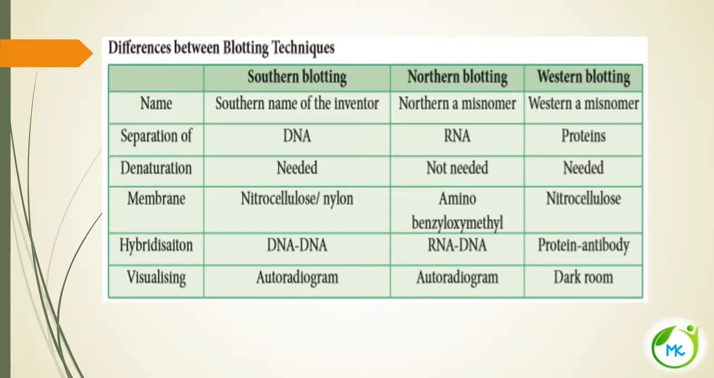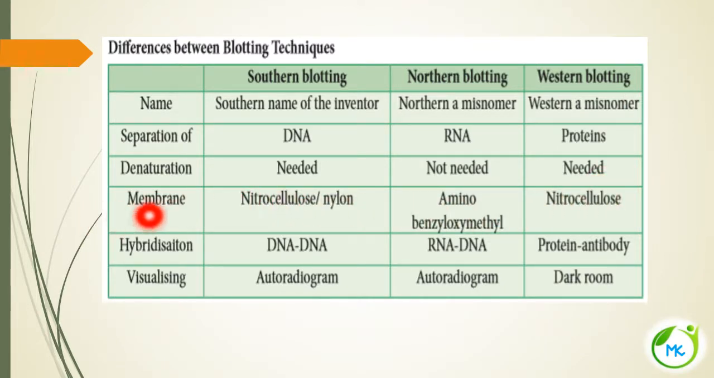Next, the differences between the blotting techniques. How did they get their names? Southern blotting is named after the inventor Southern. Northern and western are a misnomer, meaning they are not named after a scientist. What do we separate here? DNA in southern blotting, RNA in northern blotting, and proteins in western blotting. Do we have to denature? In the case of DNA, it has to be denatured. For RNA, denaturation is not required. And in western blotting, we have to denature the proteins.